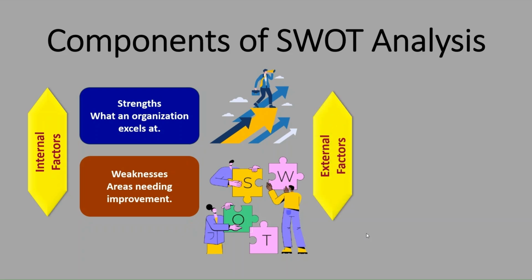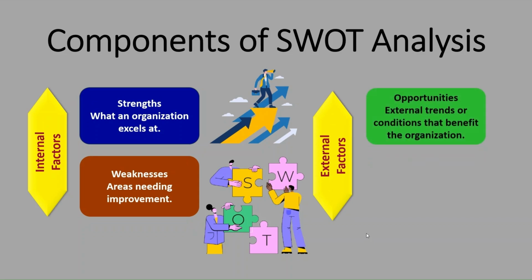The second category covers external factors, opportunities and threats, which are shaped by external environments like market trends, competitors, and economic conditions. Opportunities are external trends or conditions that provide potential growth or advantages, such as market trends or emerging technologies. Finally, threats are external challenges that may hinder success, like competition, economic factors, or regulatory changes. Together, these components offer a clear picture of the organization's position.